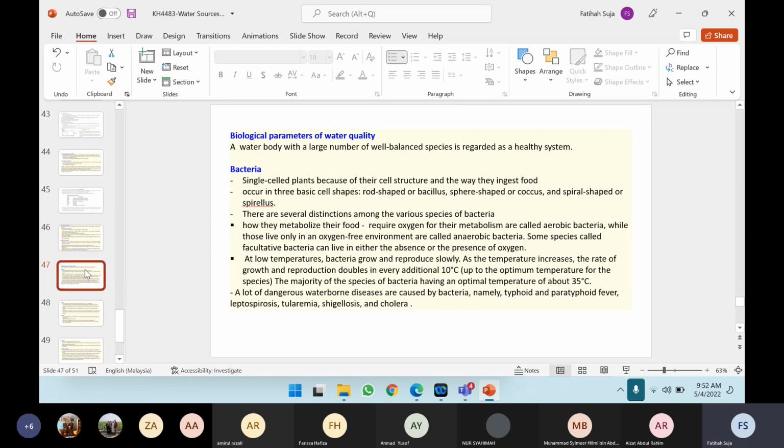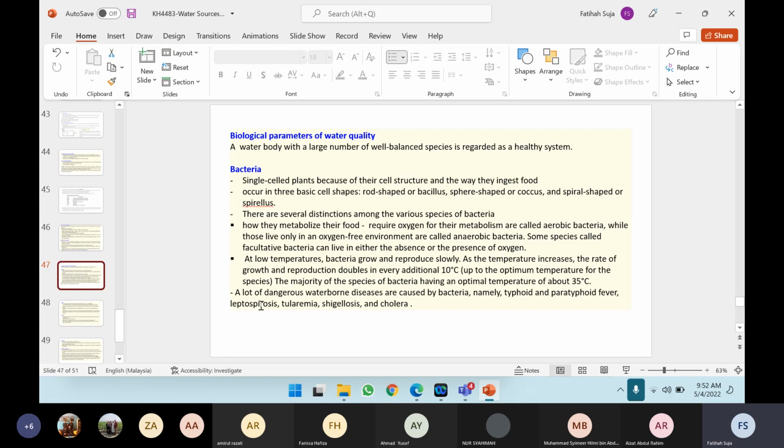Okay. Biological parameters of water quality, you can have bacteria, single cell plants, because of their cell structure and the way they ingest food. Okay, you can read through. A lot of dangerous waterborne diseases are caused by bacteria, namely typhoid, paratyphoid fever, leptospirosis.